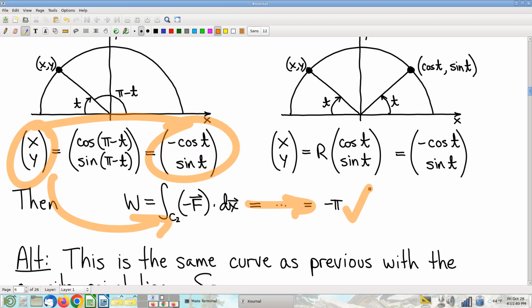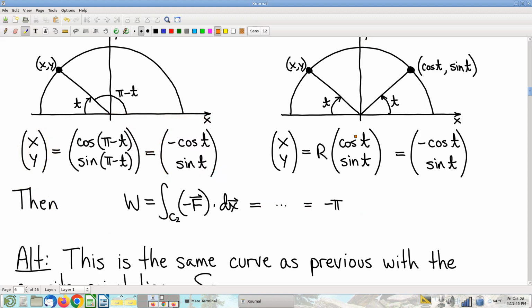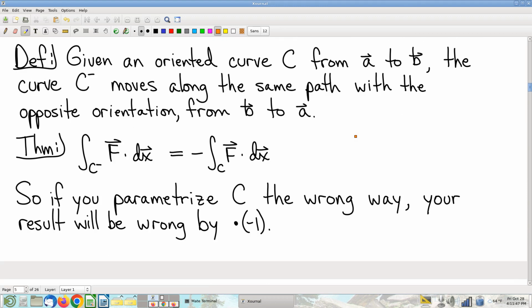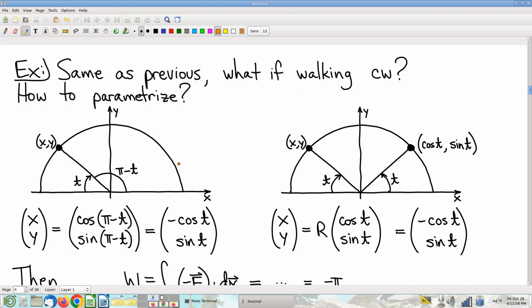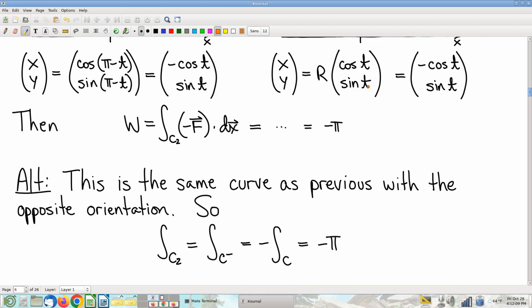All right, now let me show you the third way to do this. So I've showed you two different parameterizations anyway. The third way to do this involves this theorem right here that says, if you parameterize backwards, you're just going to get the negative of the otherwise answer. And that's exactly what I'm doing here. I'm going backwards. I'm going the exact opposite direction along the same curve, same everything else, and so I get the negative of the answer I had previously, and thus negative pi.